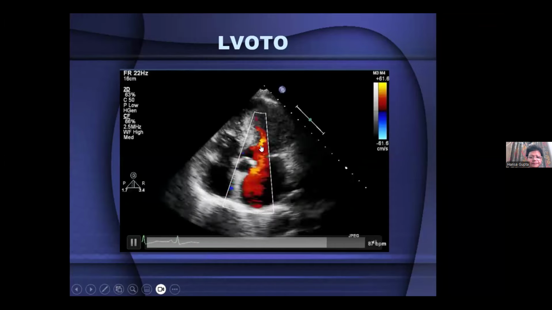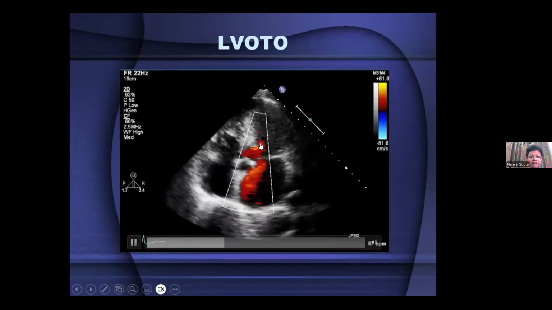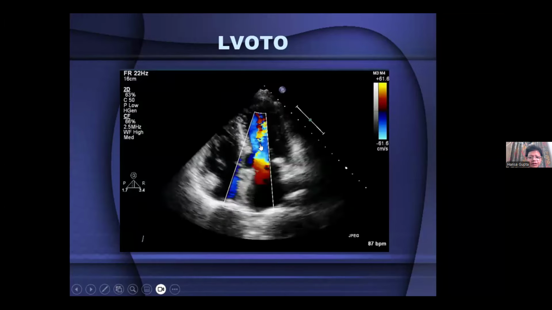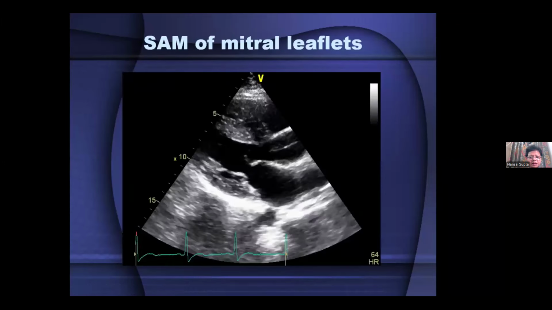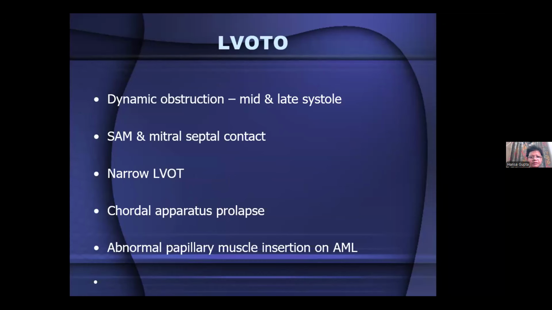See the turbulence? So there's an LVOT obstruction. Let me go back. And let me talk a bit about the LV outflow tract obstruction, which is very, very important. So understand it is a dynamic obstruction, not fixed. It occurs mainly in mid and late systole. SAM and mitral septal contact is the main cause.